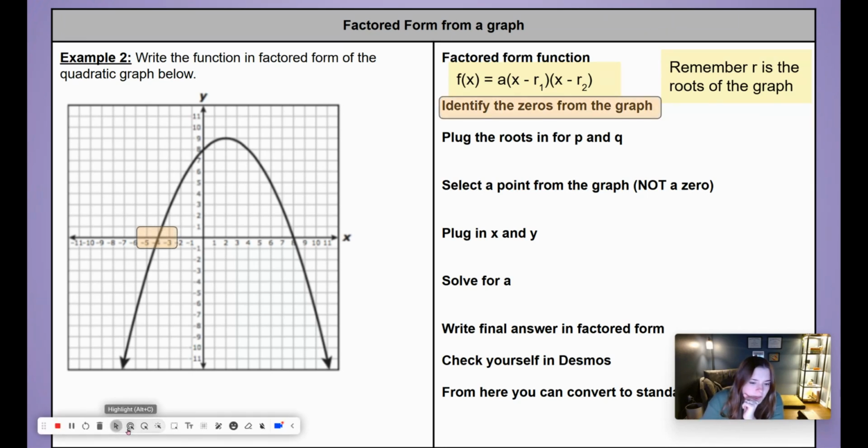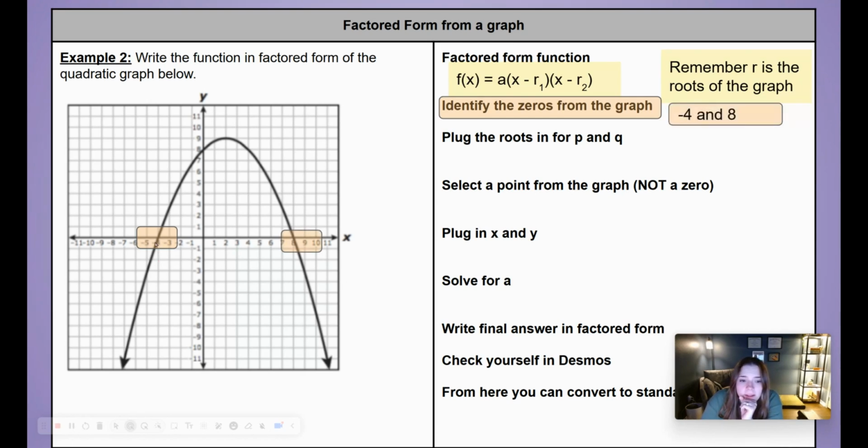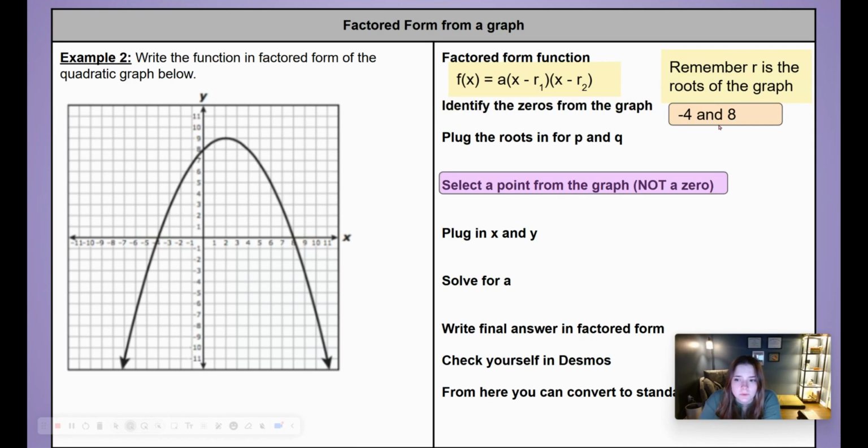Now, if you're looking here, we have a point through -4, we have a point through 8, right? So those are your zeros, -4 and 8. So when it says plug in the roots for P and Q, you're going to use -4 and 8. Select a point from the graph that is not a 0. When it says not a 0, it's saying don't choose something on this x-axis, right?